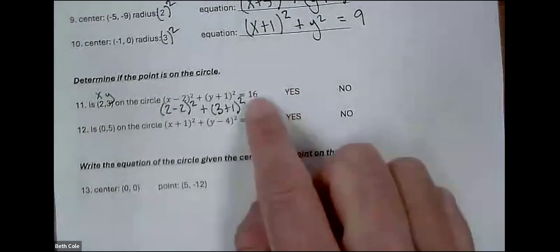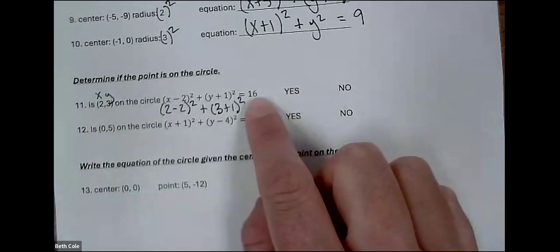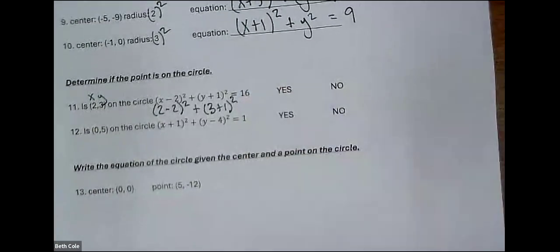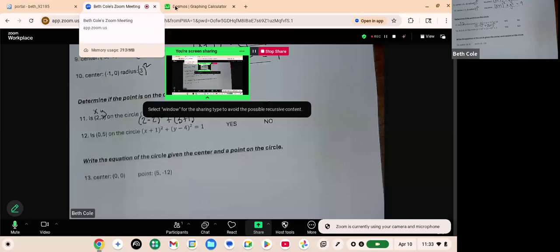I'm going to put it in the calculator and see if it comes out to 16. If it equals 16, then yes. If it doesn't, then no. So that's all I'm going to do. I'm going to share my screen so it shows up on the recording. We're just going to type it in and see if it's 16. That's all we got to do.